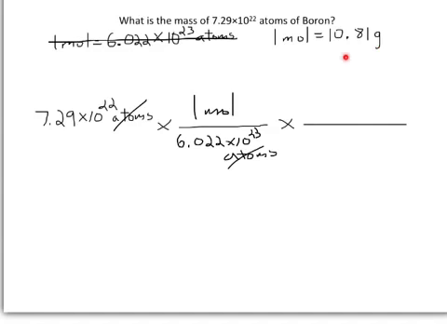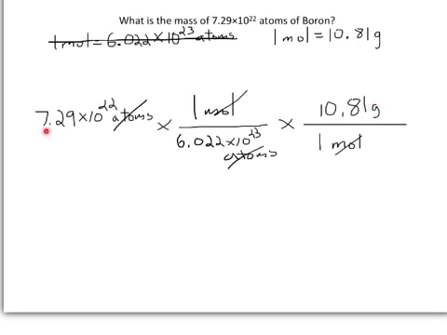I've got moles, so now I want to use my other conversion factor, so I've used that one. We can cross it out. I've got moles in the numerator, so I want to put moles in the denominator, so the 1 mole will go down here, and then the 10.81 grams will go in the numerator. All right, so our moles will cancel. I'll be left with units of grams, which is good. That's a unit of mass.